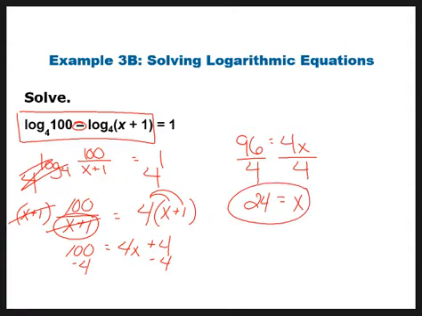Now you just want to make sure that your answer makes sense when you go back in. So if I were to fill 24 in here, I would get log base 4 of 25 minus log base 4 of 100. I just want to make sure that that makes sense. So when it's all said and done, essentially you're going to get log base 4 of 4 after you throw your properties in there.